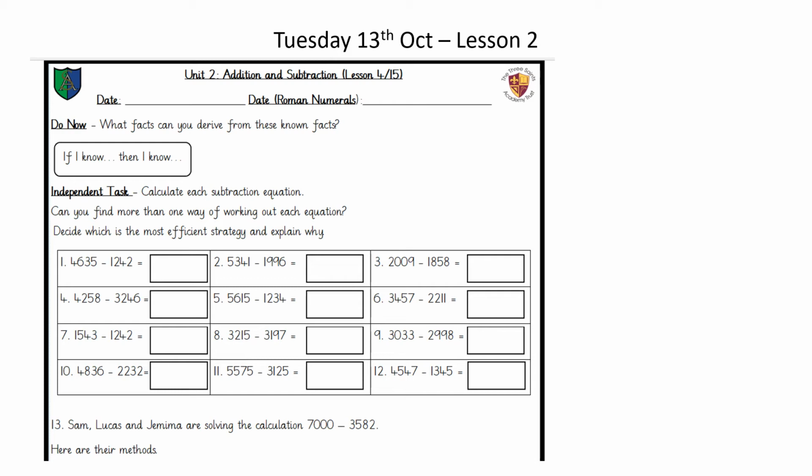For your independent task, it's very similar to yesterday. We're looking at choosing an appropriate subtraction method, an appropriate subtraction strategy, just like yesterday where we were looking at an efficient or an appropriate strategy for addition. For many of these, you might choose to use column subtraction. However, for some, you might use round and adjust. Good luck!